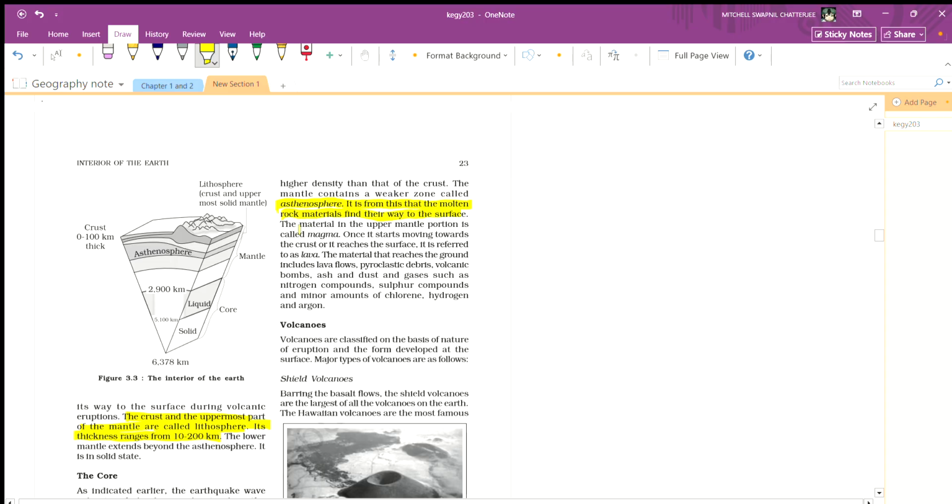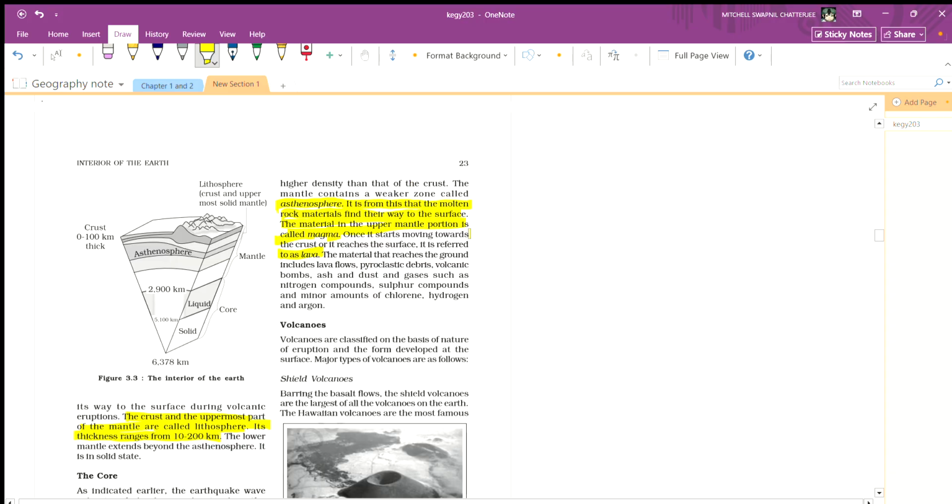The material in the upper mantle portion is called magma. Once it starts moving toward the crust or reaches the surface, it is referred to as lava. When it's inside the earth it is called magma, and when it reaches the surface it is called lava.